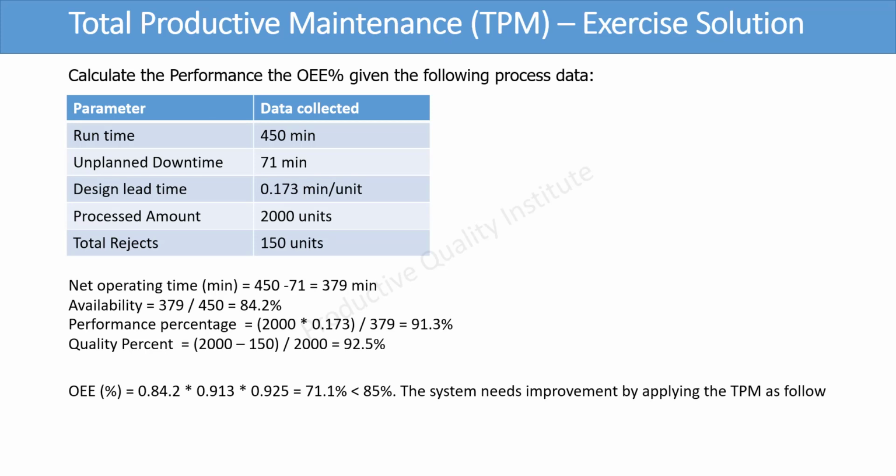Calculate the performance and the OEE percent, given the following process data. Net operating time is equal to 379 minutes. Availability is equal to 84.2%. Performance percentage is equal to 91.3%. Quality percent is equal to 92.5%. OEE is equal to 71.1%, which is less than 85%. The system needs improvement by applying the TPM as follows.